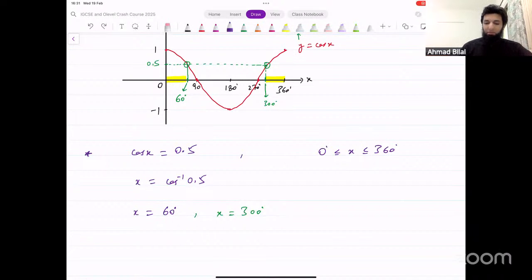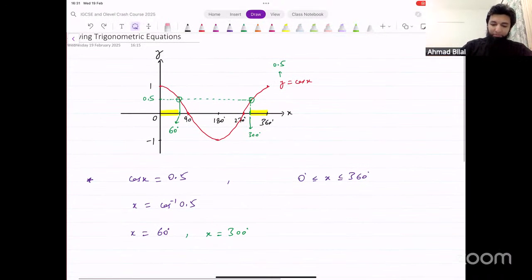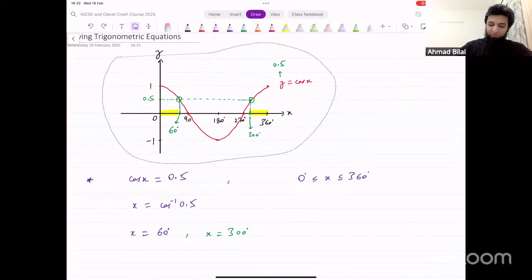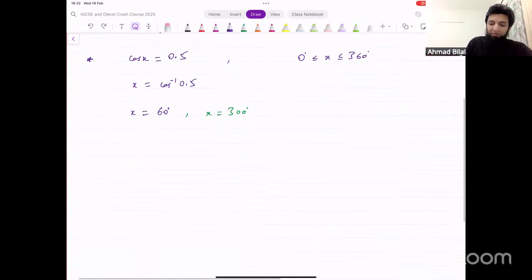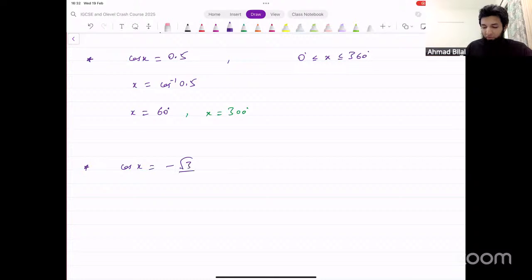Okay. Let's take another example. Now this was for cos x equals 0.5. Now let me take another value. Let's say you have cos of x equal to negative square root of 3 over 2. Let's say you got this thing. Cos of x equals negative square root of 3 over 2. You want to solve this equation. Again, you know that x is between 0 and 360.